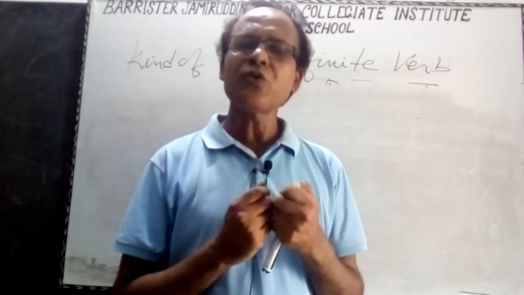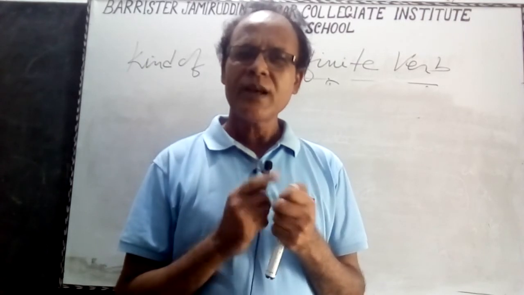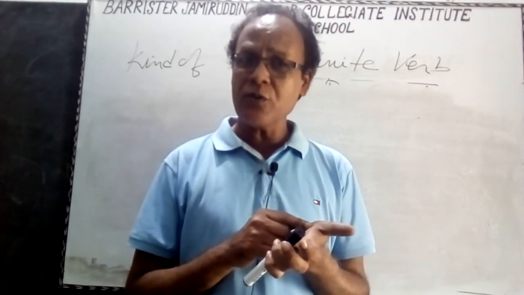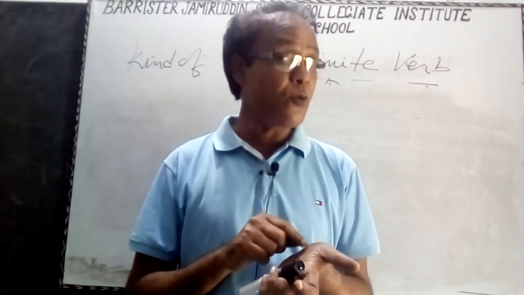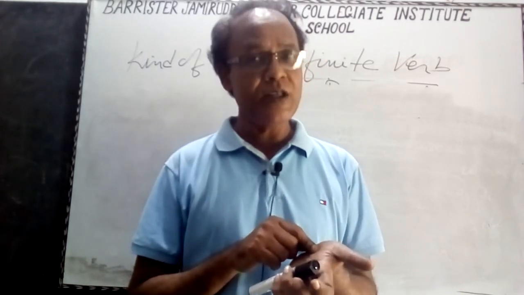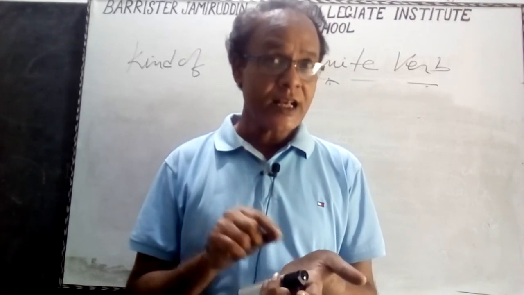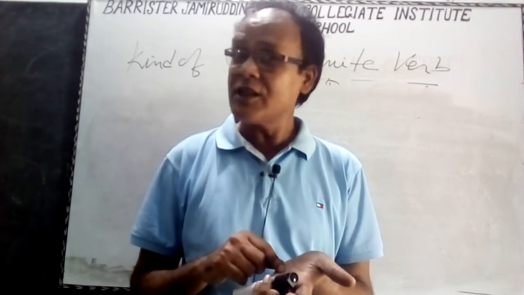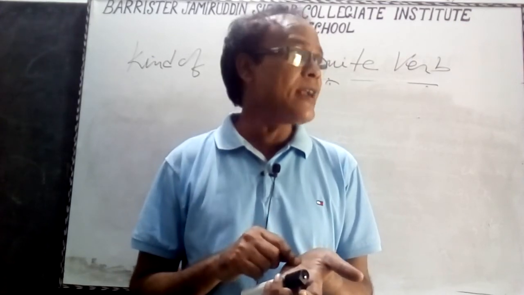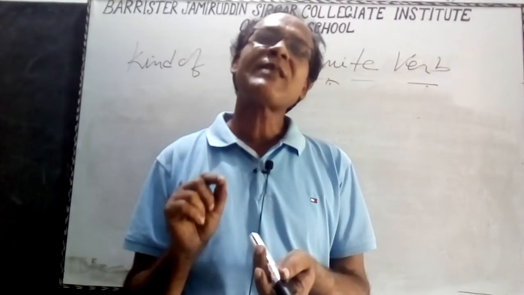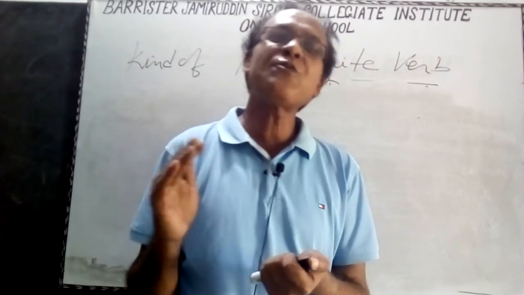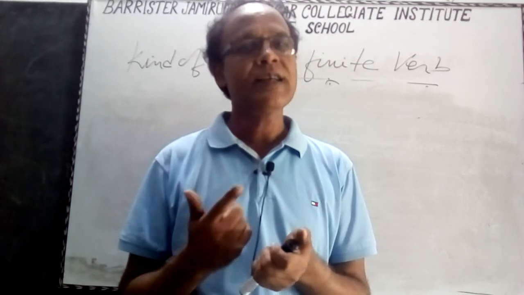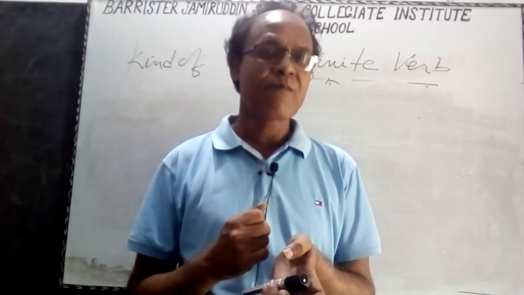And participle. We know participles are of three: present participle, past participle, perfect participle. Present participle: when the verb takes ing and works as an adjective. When the verb takes t, d, ed, n, en and works as an adjective, this is called past participle. And perfect participle: when the verb is in the past participle form and before the verb there is having. So having plus past participle is called perfect participle.